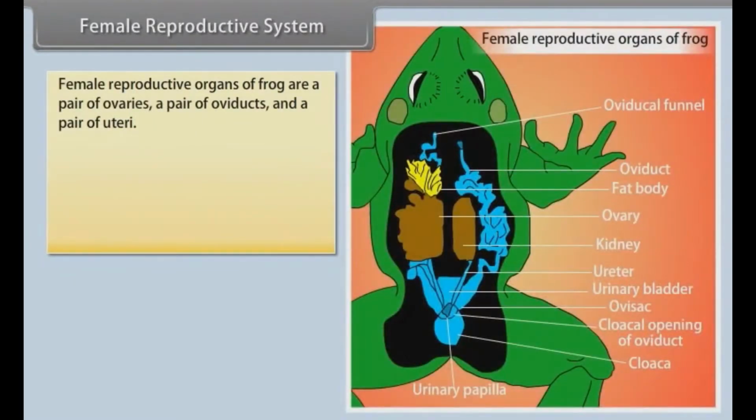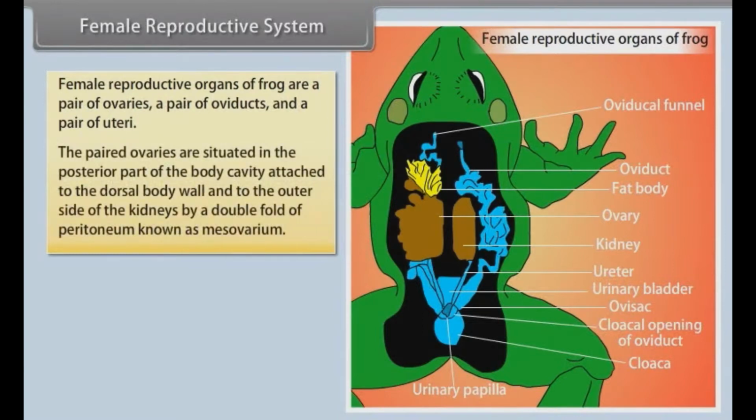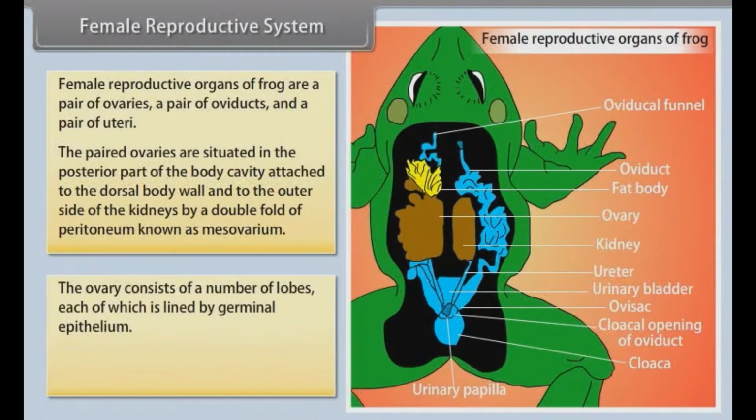Female reproductive system. Female reproductive organs of frog are a pair of ovaries, a pair of oviducts, and a pair of uteri. The paired ovaries are situated in the posterior part of the body cavity, attached to the dorsal body wall and to the outer side of the kidneys by a double fold of peritoneum known as mesovarium. The ovary consists of a number of lobes, each of which is lined by germinal epithelium. The oviducts are two very long and convoluted tubes of thick walls.